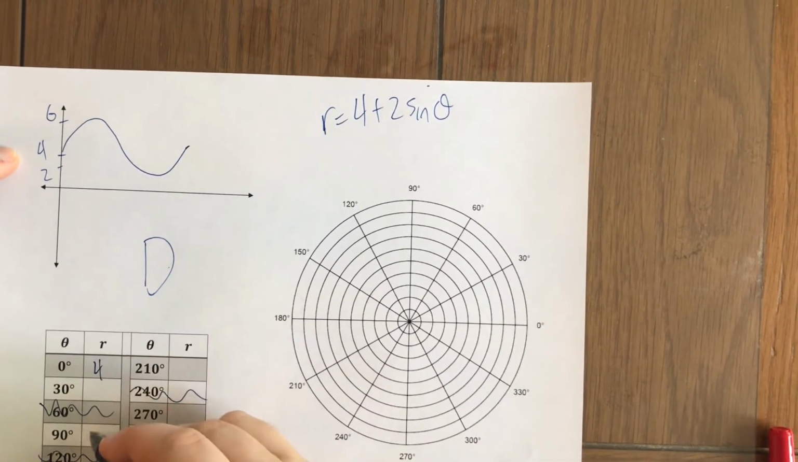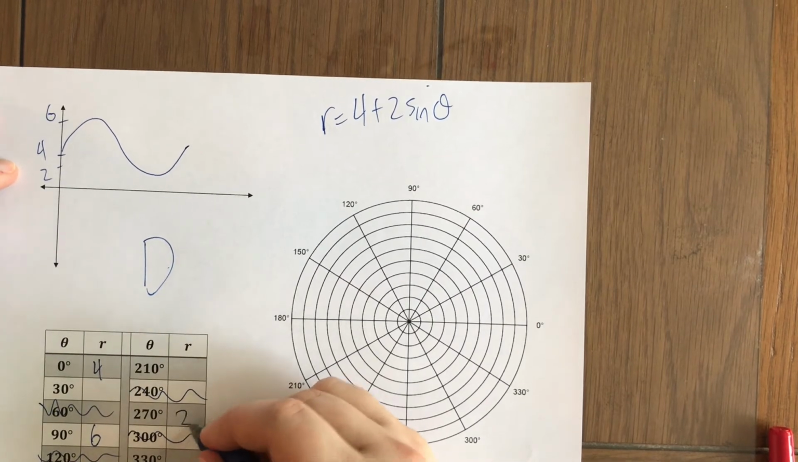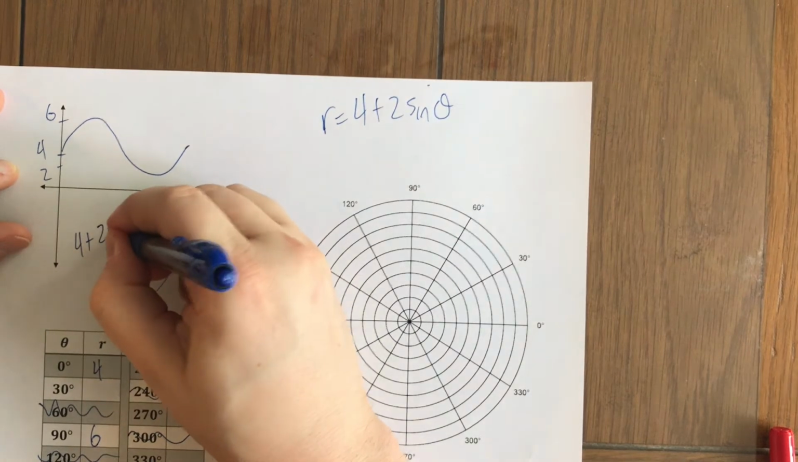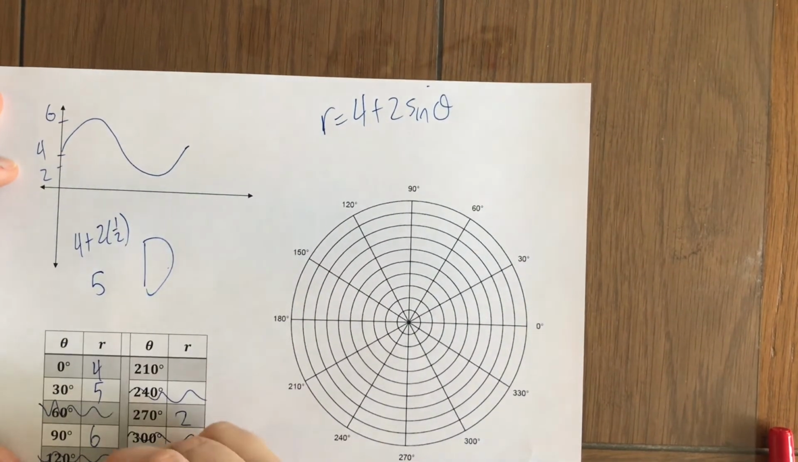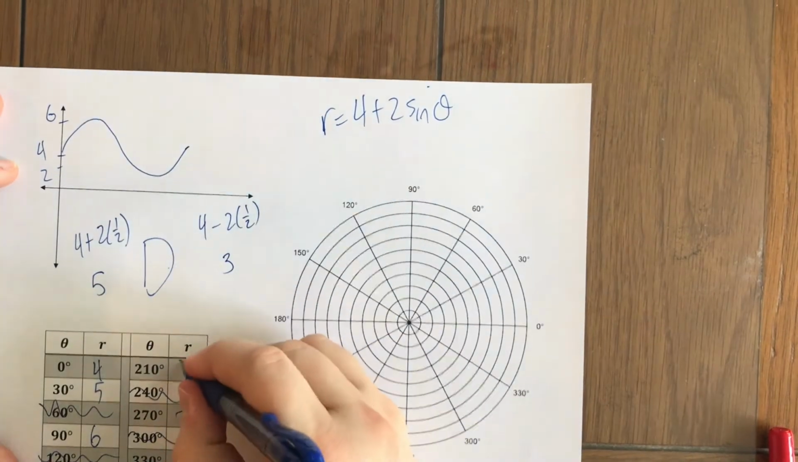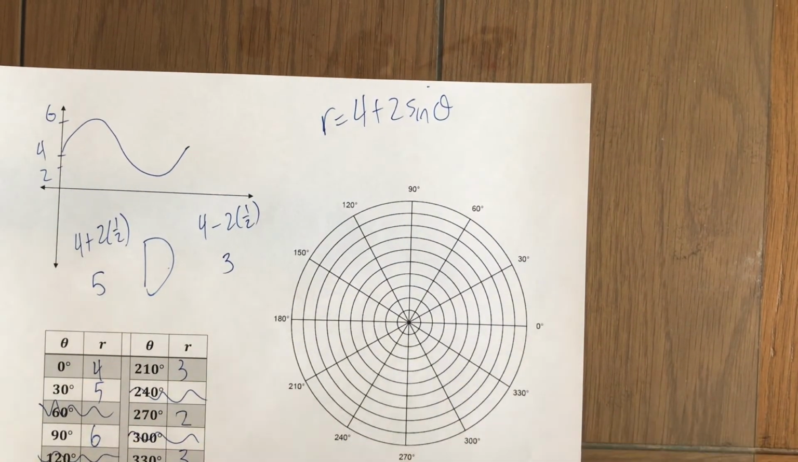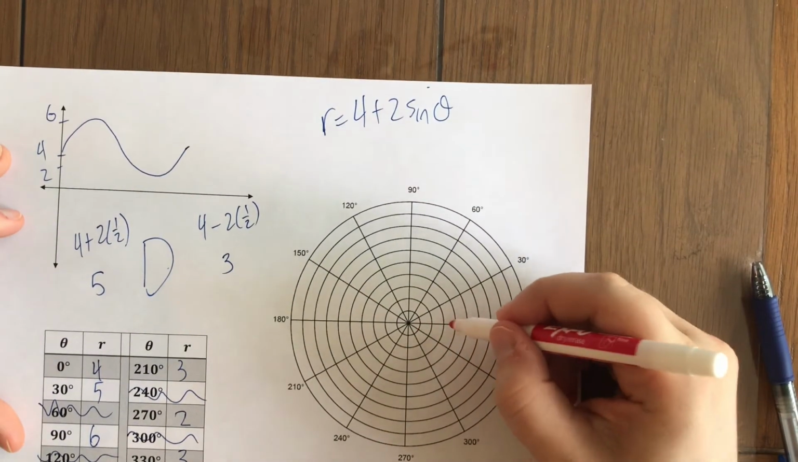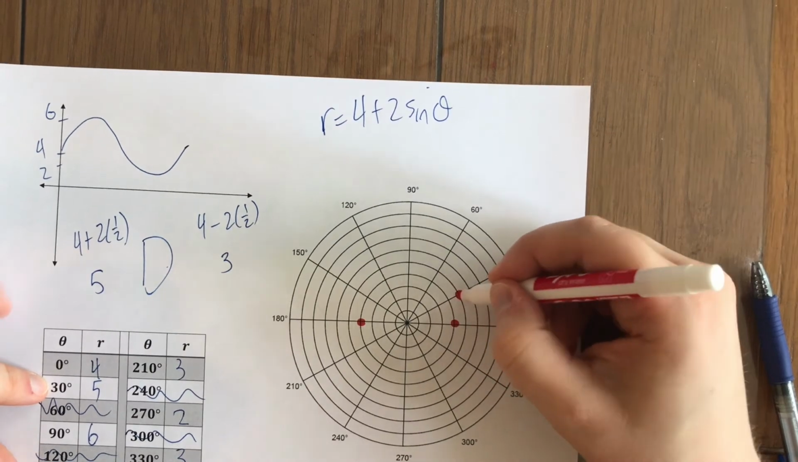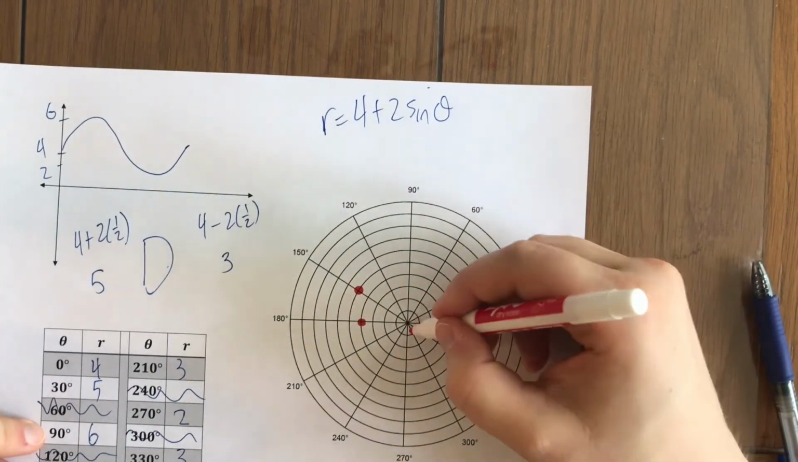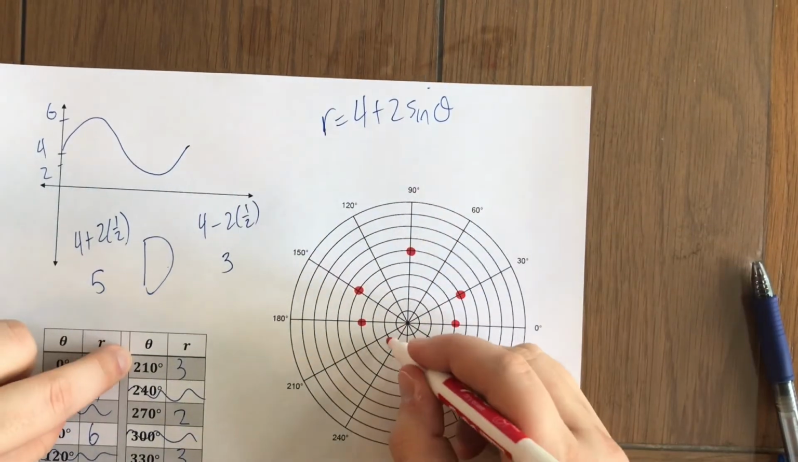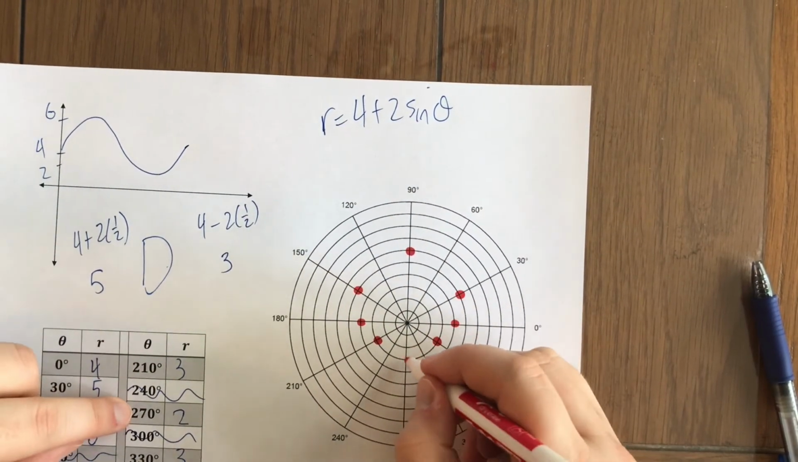Going to go 4, up to 6, back to 4, down to 2, back to 4. Do 4 plus 2 times 1/2, so that's going to be 5 in the 2 quadrants where sine is positive. 4 minus 2 times 1/2, that's going to be 3 in the 2 quadrants where sine is negative. 1, 2, 3, 4. Wrap it all the way around to 4. At 30, we're going to be at 5. At 60, we'll be 1, 2, 3, 4, 5, 6. Did those two already. Here we'll be down at 3. And here we'll be at 2.